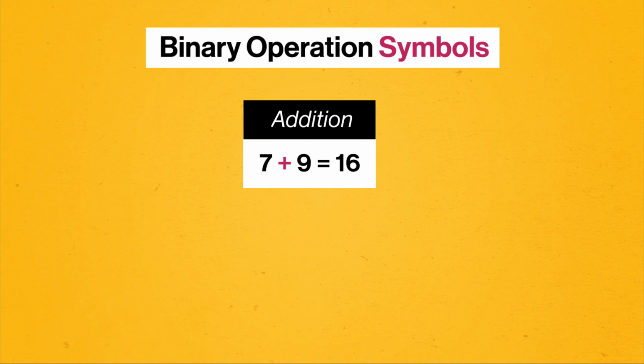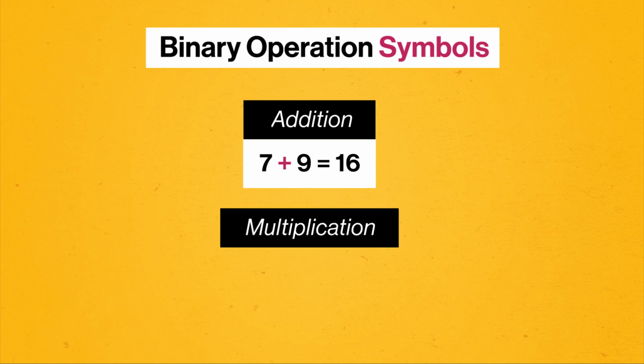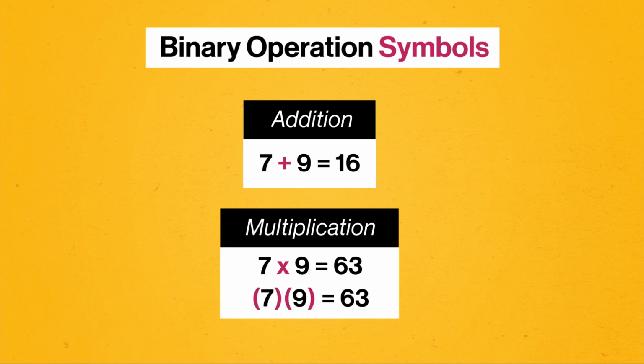Or we can think about the binary operation multiplication, which has a lot of different symbols, like using a little x between 7 and 9, or writing 7 in parentheses and 9 in parentheses and sitting them next to each other. No matter how we write it though, the way we've decided multiplication works with the set of real numbers means that every time we multiply 7 and 9, we'll get 63. But it's important that we're clear on what universal set we're working with.